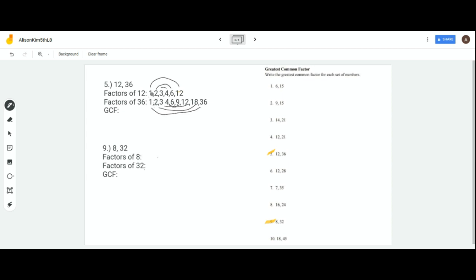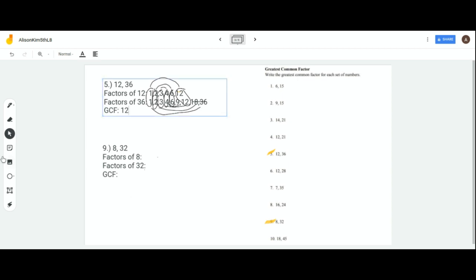We already have 1 in common, right? But it's not the highest because we have more. Now they both have 2. Once again, there's more, so they can't consider it as the GCF. They both have 3, they have 4, they have 6, they don't have 9, but they have 12. And the factors of 12 stop there. And these ones are just automatically canceled out. So your GCF will be 12.